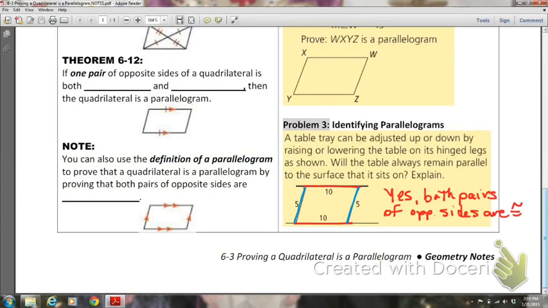So basically this lesson is just applying the properties of parallelograms to prove that a quadrilateral is a parallelogram or not.